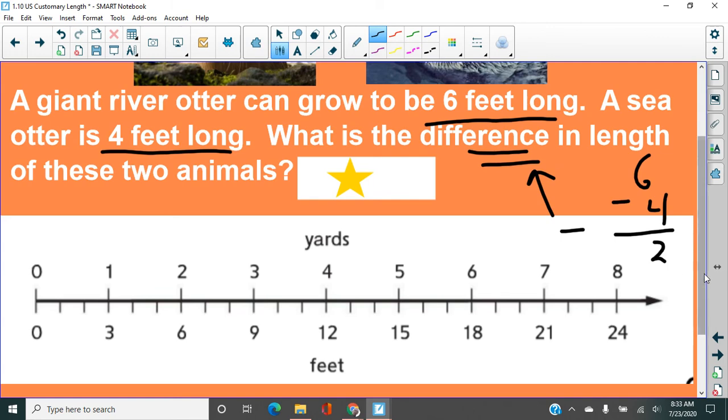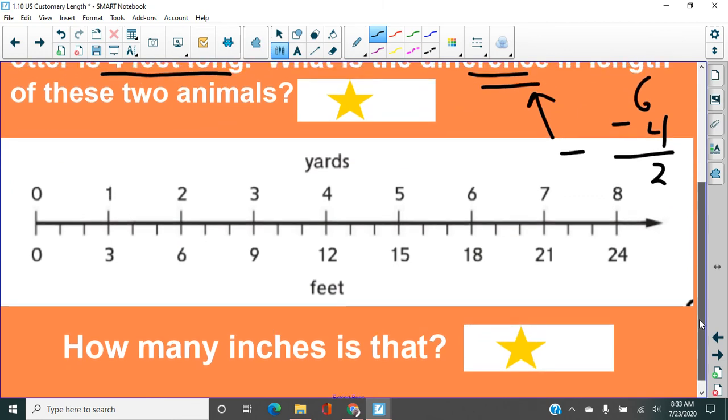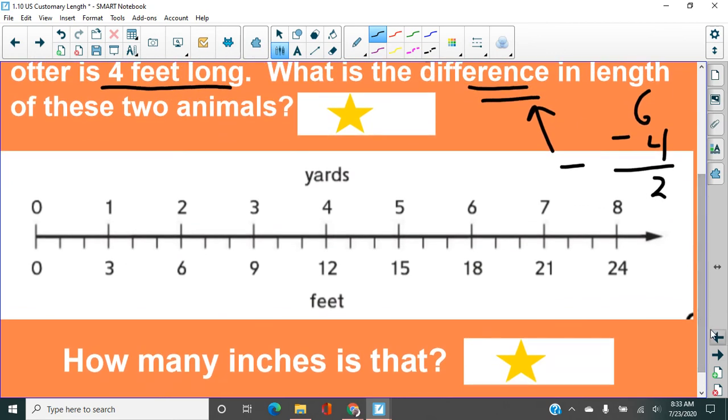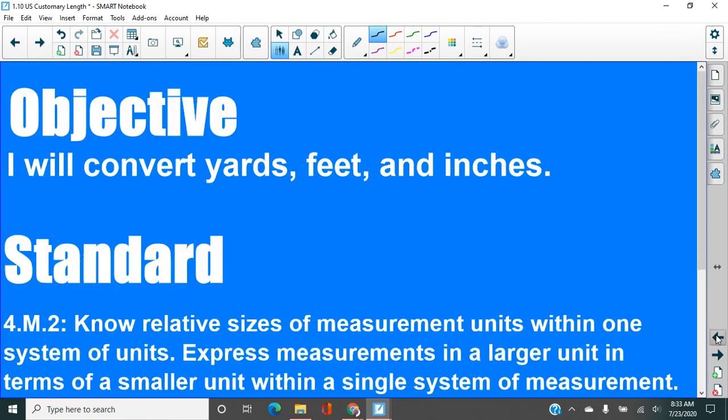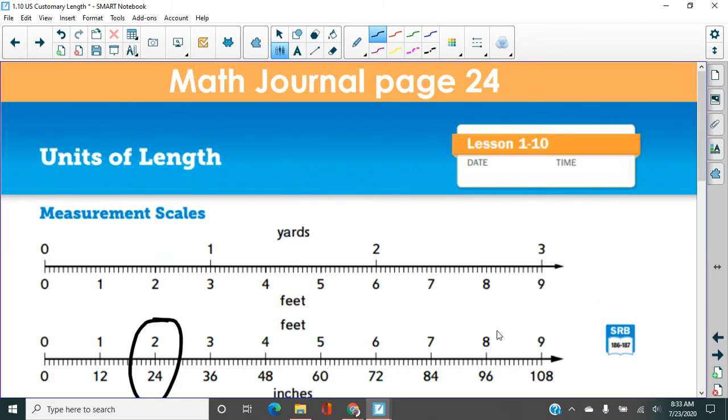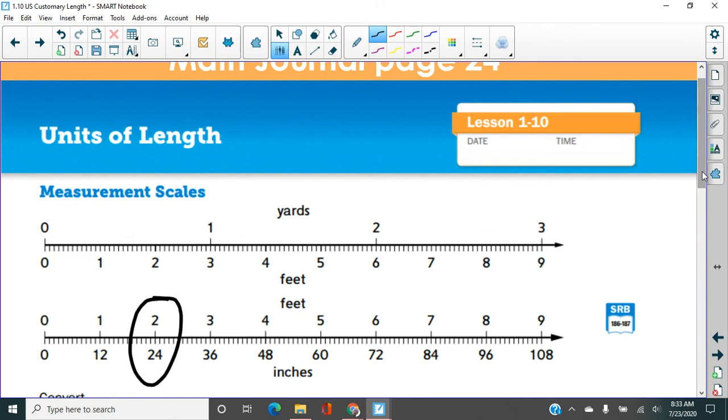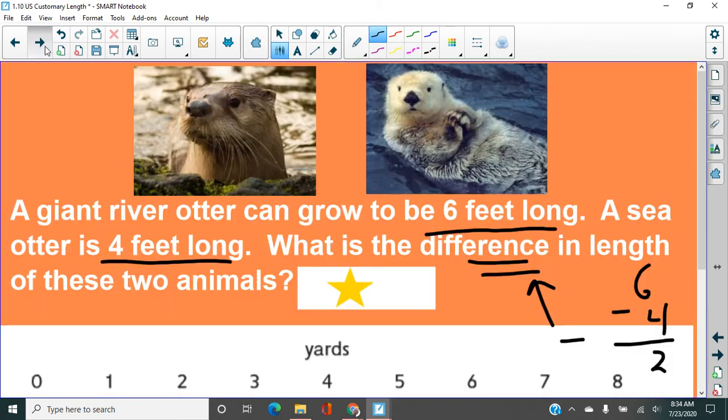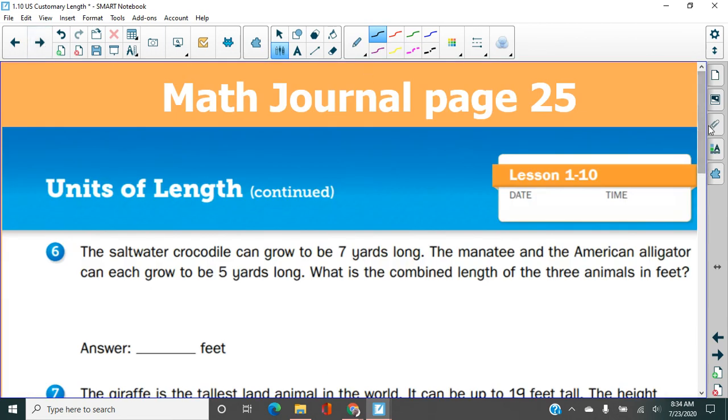And I don't think we have the right scale on here. So let's go back and look at this scale. 2 feet. There's 2 feet. And actually, I already have it circled from the previous problem. 2 feet is going to be 24 inches. So our answer, if it asks for inches, would be 24. Our answer in feet would be 2 feet of a difference. Okay. So now that page in your math journal looks like this.